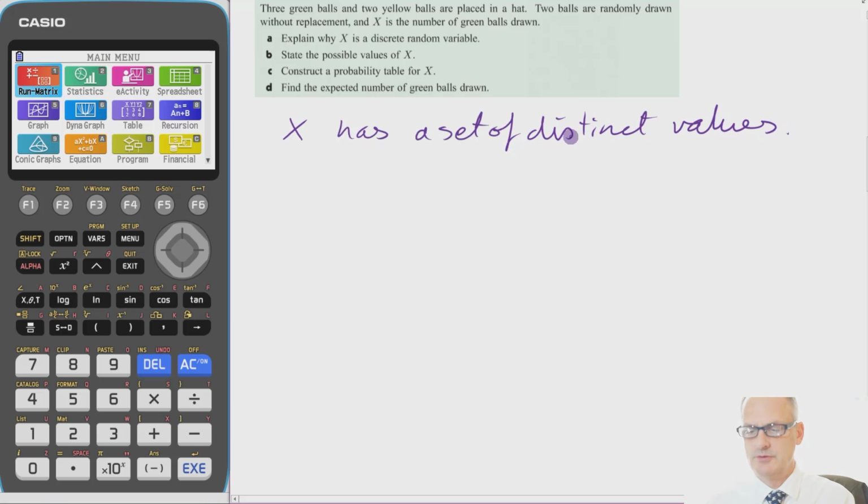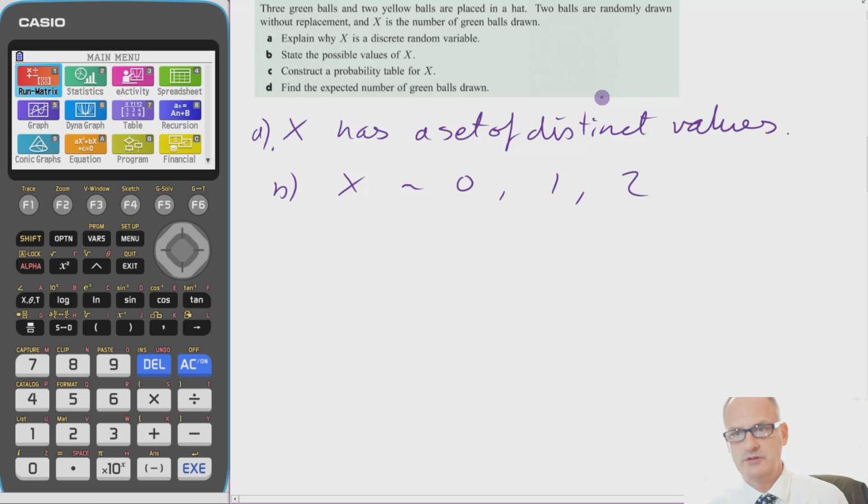Okay, so what do we mean by distinct? Each value is separate from each other value and they jump from value to value. In fact, X can be either 0, 1 or 2. Okay, X can be equal to 0, 1 or 2. So the possible values of X are going to be 0 green balls, 1 green ball or 2 green balls. If you're choosing 2 balls, the maximum number of green balls you can choose is 2.